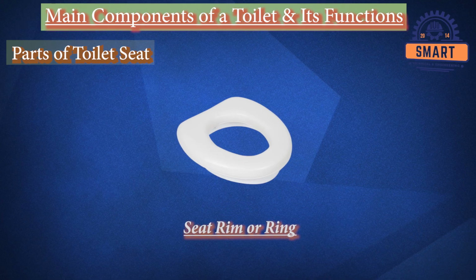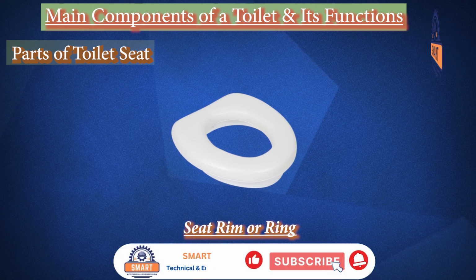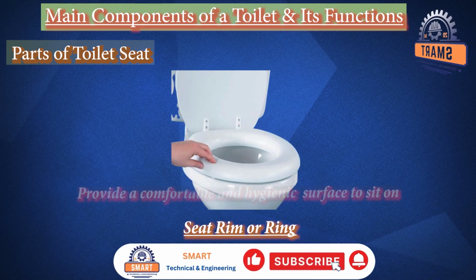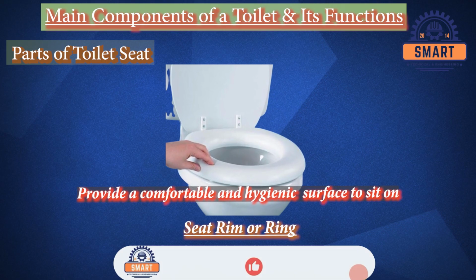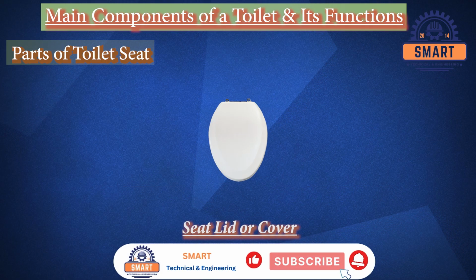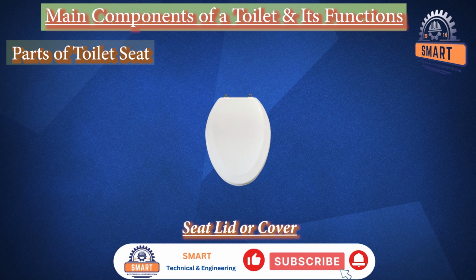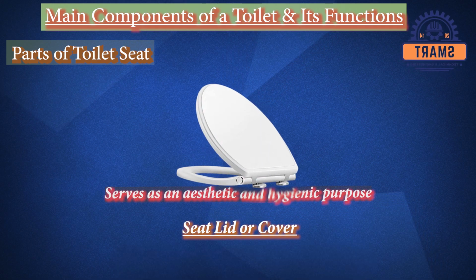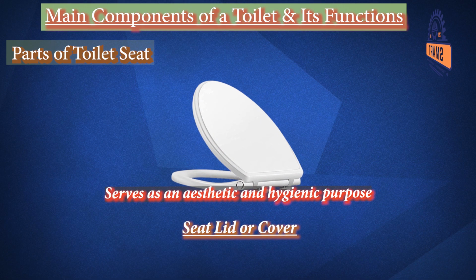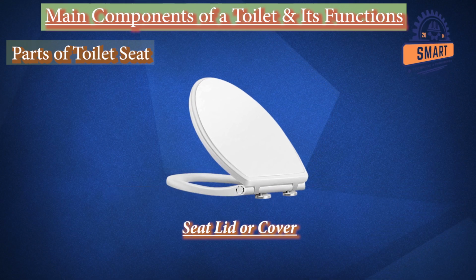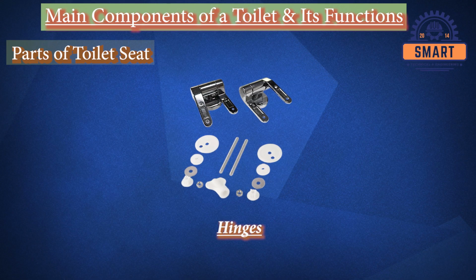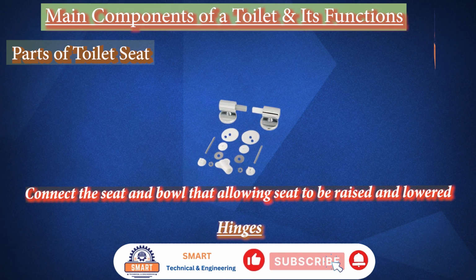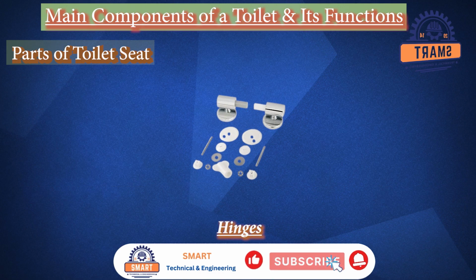Seat rim or ring. The open, often oval-shaped part of the seat that the user sits on. Its function is to provide a comfortable and hygienic surface to sit on. Seat lid or cover. The top piece that covers the seat rim when the toilet is not in use. It serves an aesthetic and hygienic purpose by keeping the bowl covered and preventing items from falling in. Hinges. These mechanical parts connect the seat and lid to the toilet bowl, allowing them to be raised and lowered.